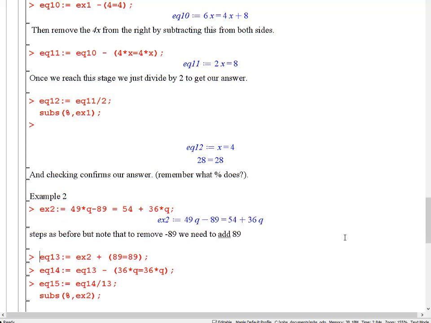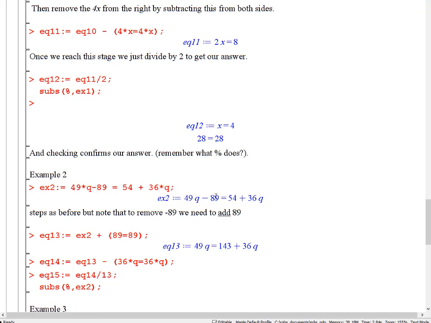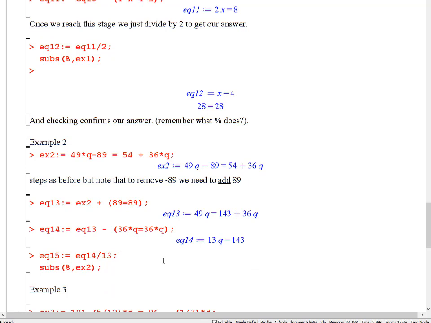So here, again, let's isolate the variable on the left-hand side. So we need to remove this. So to remove negative 89, we need to add 89. Add 89 to both sides. So add 89 here, add 89 here. So here it's a 54, 43. Then to remove the 36q, you need to subtract that. So subtract 36q here and here. Let's get this. Finally, divide by 13.